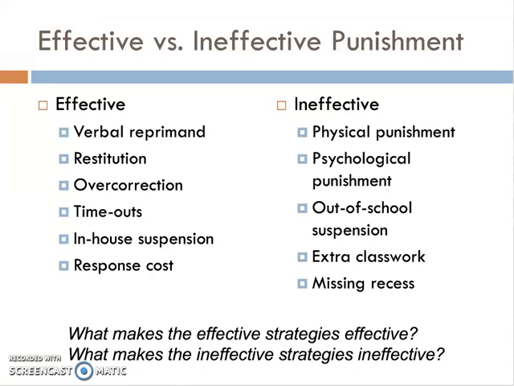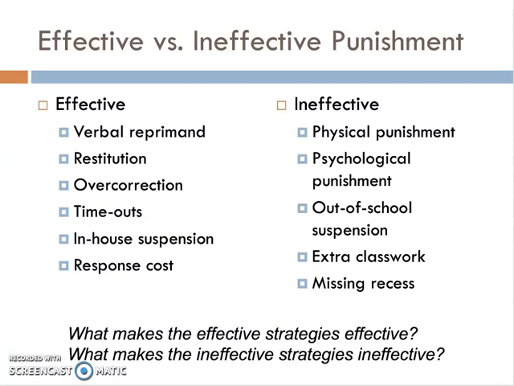Okay, so there are effective and ineffective forms of punishment. The effective ones are things like verbal reprimands, restitution, overcorrection, timeouts, in-house suspension, or response cost. So for example, overcorrection is if a student is running down the hall and you make them go back to their starting place and walk slowly. That would be overcorrection. Verbal reprimand is something like a scold.